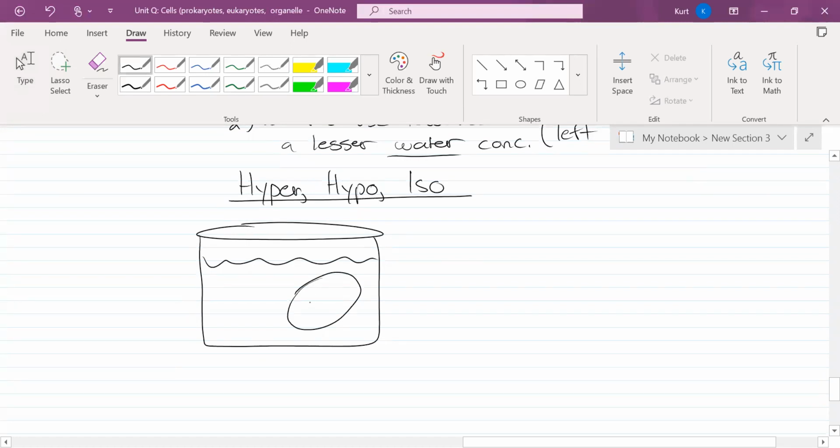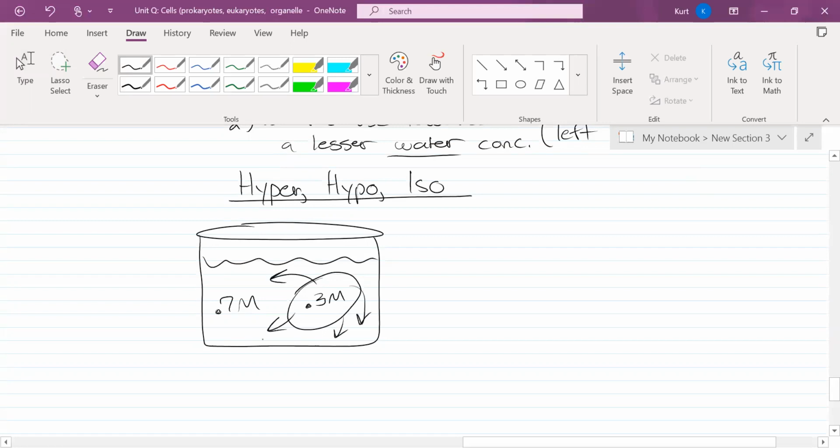Otis, let's say that this cell, or grape, or whatever you want to call it, has a molarity of 0.3, and the solution is 0.7 molar. Which way is water going to flow? Into the solution or into the cell? Into the solution. So water is going to leave the cell, right?